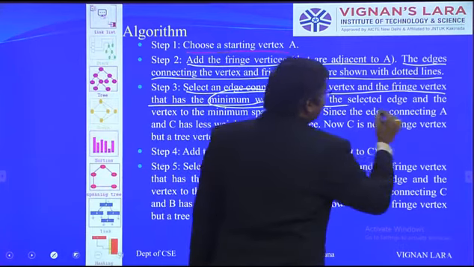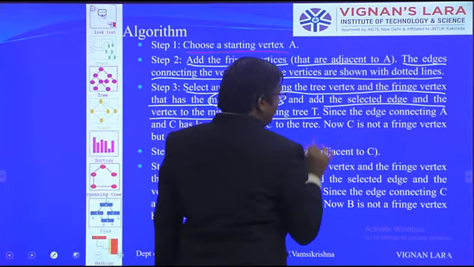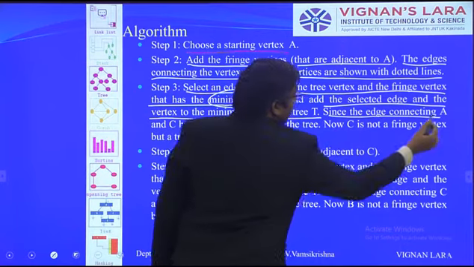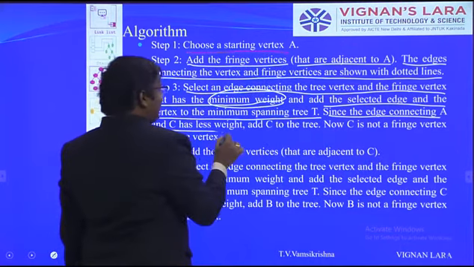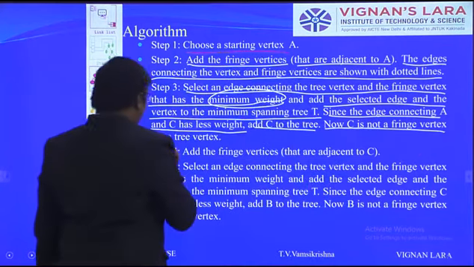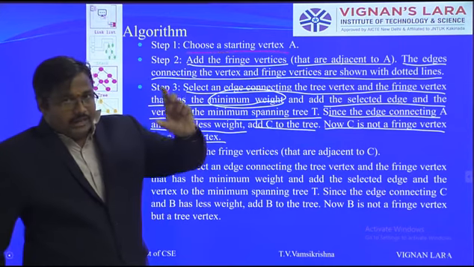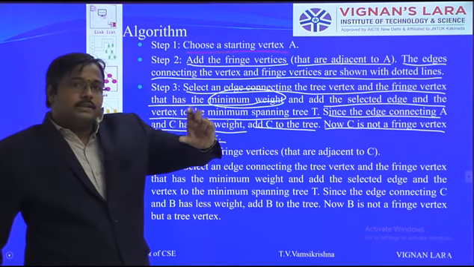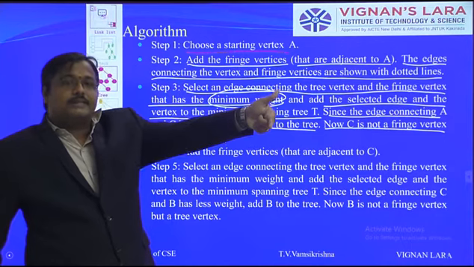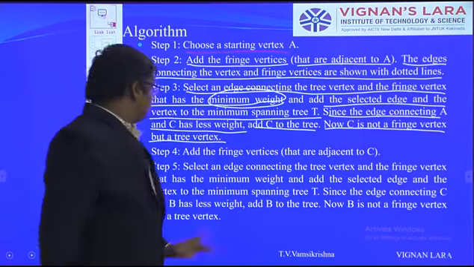And add the selected edge and the vertex to the minimum spanning tree T. Since the edge connecting A and C has less weight and C is added to the tree, now C is not a fringe vertex but a tree vertex. When we select that particular edge, the corresponding vertex is converted into a tree vertex, not a fringe vertex.